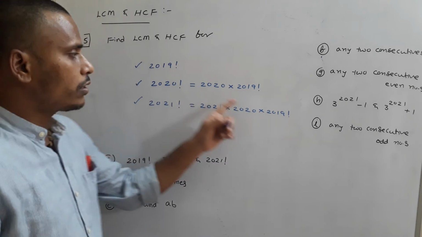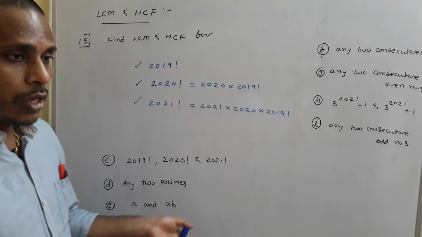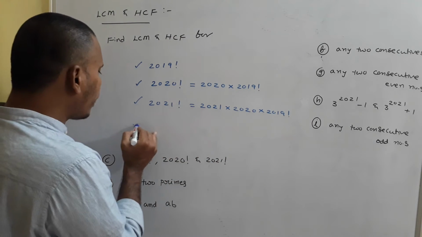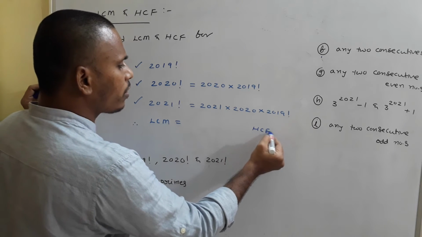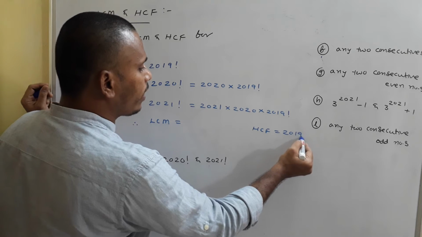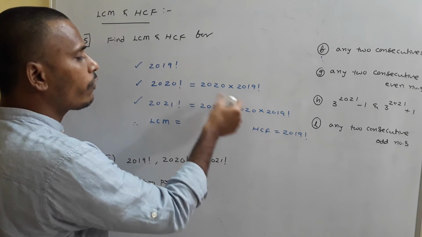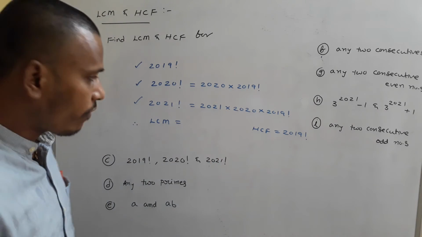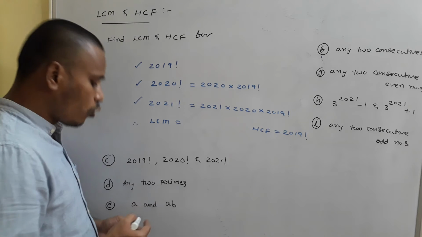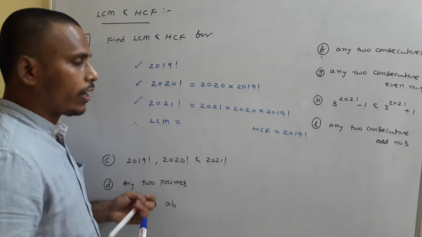Look at these three numbers. 2019 factorial is common for everything. Okay. So it's enough now to say LCM and HCF. HCF is simply nothing but 2019 factorial, because 2019 factorial is common for everything, so it becomes a common factor, highest common factor for those three. Whereas coming to LCM, LCM is simply 2021 factorial.